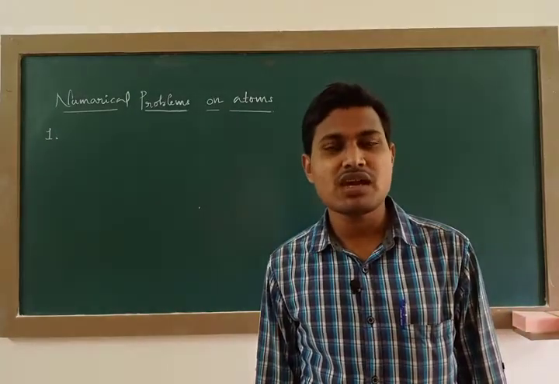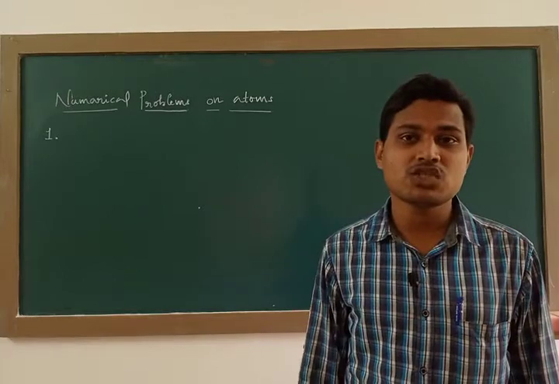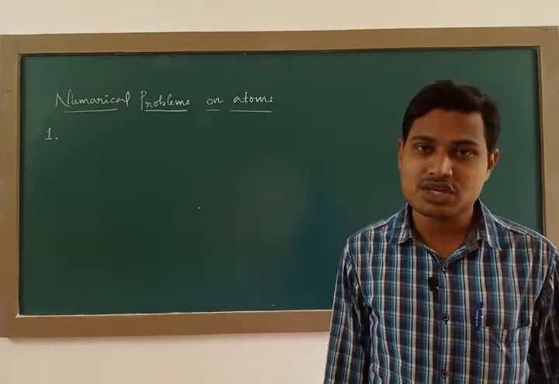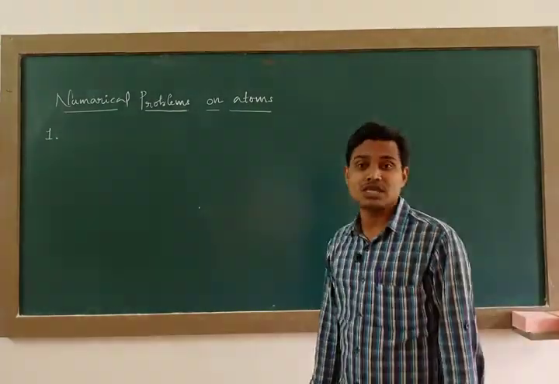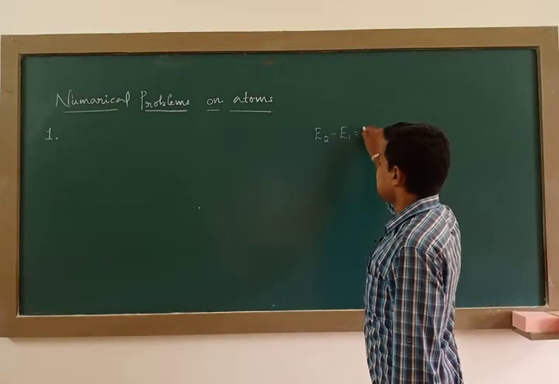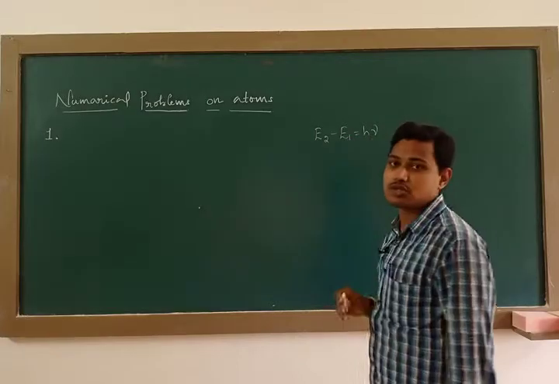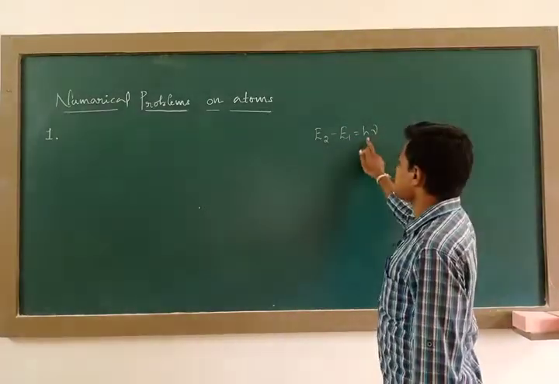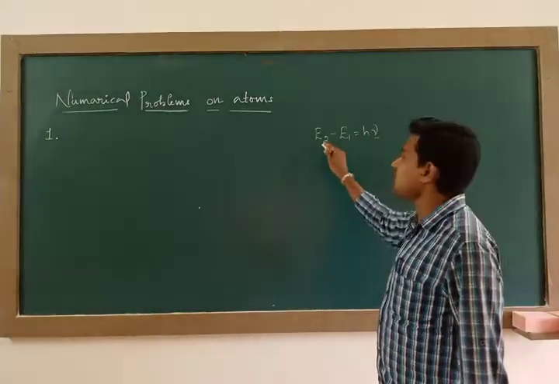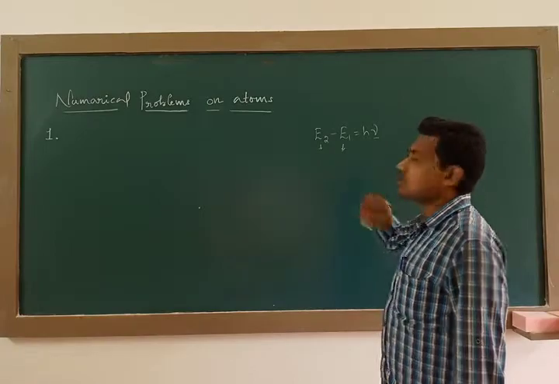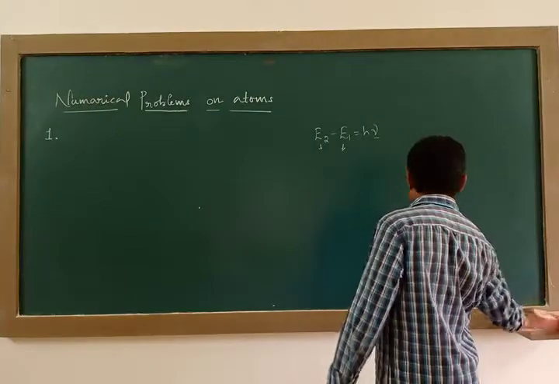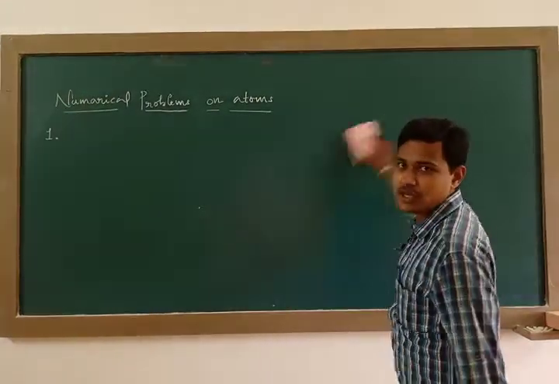In the same way, we came across the energy of radiation emitted when an electron makes a transition from a higher orbit to a lower orbit. At that time, the energy of the emitted radiation is equal to the energy difference between the final and initial states, E2 minus E1 is equal to h nu, where nu is the frequency of the radiation emitted, E2 is the energy of the higher energy state, and E1 is the energy of the lower energy state. Next, we came across the radius of the nth stationary orbit equation.